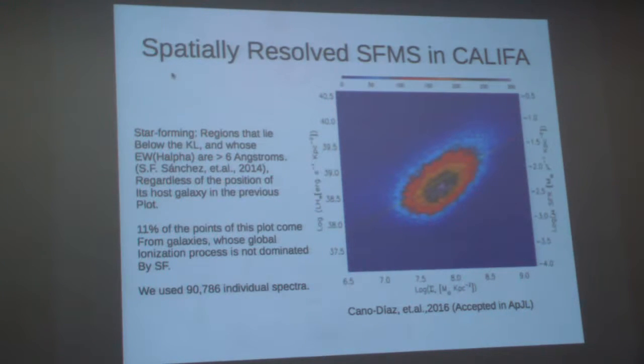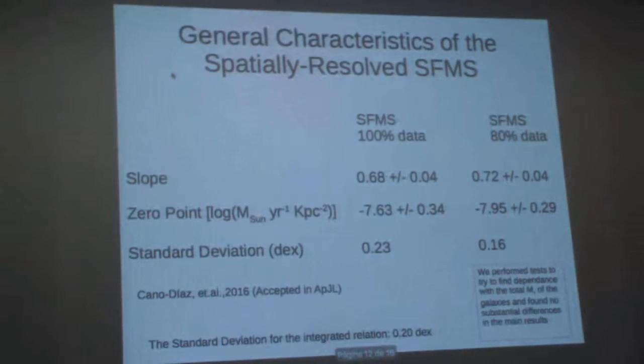And regardless of the position of their host galaxies in the integrated plot. Actually, 11% of the points of this plot come from galaxies whose global ionization was not dominated by star formation. Here are the general characteristics of this spatially resolved star formation main sequence.